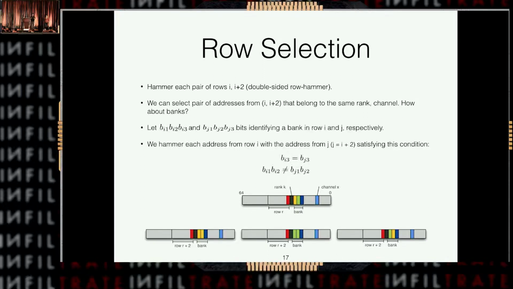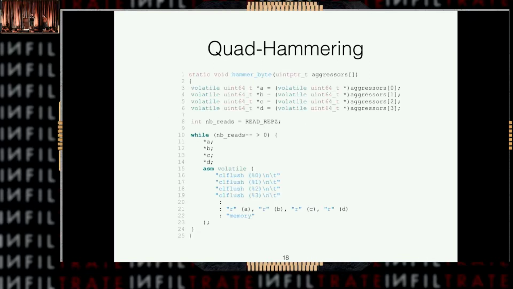Given that, we can deduce that two addresses belong to the same bank only if the bit BI3 is equal to the bit BG3, and only if the bits BI1, BI2 are different from BG1, BG2. So if we now pick an address from row I, only 3 addresses out of 8 satisfy this condition. This allows us to optimize the row hammering process, because we can row hammer the address from row I and the 3 matching addresses in row I plus 2 in one go.